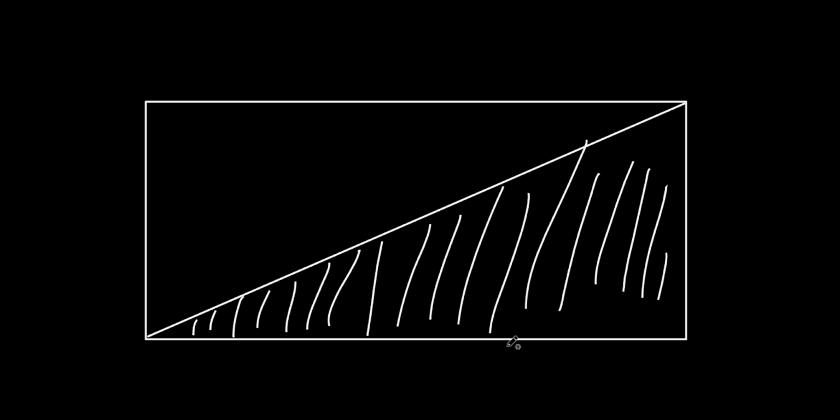Is it still just base times height? No. I mean, this is the base. This is the height. Remember, this was a rectangle, so that's perpendicular. So what is the area of a triangle? It's the base times the height divided by 2. Very good, because this is only half of the rectangle. This is the whole rectangle, base times height.